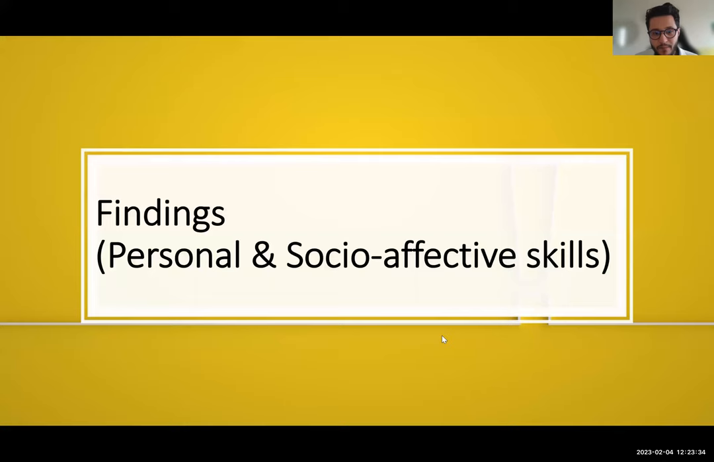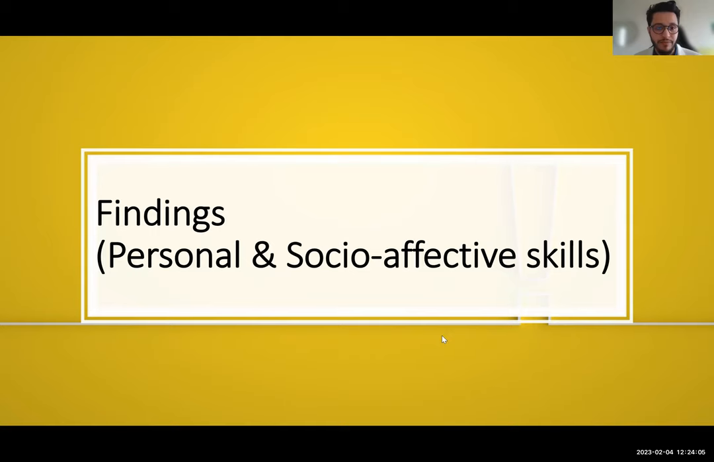Okay, so findings. I'm going to share with you some of the findings about the personal and socio-affective skills. Just to let you know, in my research, I divided the characteristics of an effective EFL teacher into four categories: personal skills, socio-affective skills, subject knowledge, and pedagogical skills. Those were the four main categories in my research.